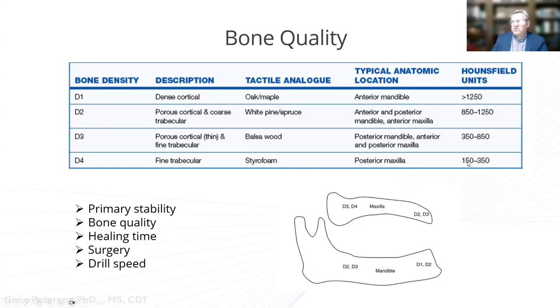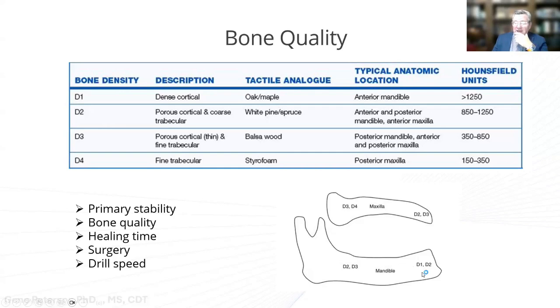You get the Hounsfield unit. So when you're looking at a CBCT, generally speaking, if you have type 1 bone, you're at about 1250. You'll be able to move your mouse around and it'll pinpoint areas and give you an average of that area. It'll tell you, okay, you're 1200 Hounsfield units, or you're at 850 to 1200, or you're 350 to 850 for type 3 bone, or 150 to 350 on type 4 bone.